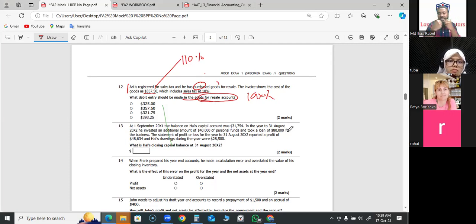$357.5 is including tax. I need to get rid of the 10% tax. What is the 100% of it? Fatima says 325. Stella is drawing on the screen. Stella, don't draw on the screen, please. Rahat says 325. I do agree with that. What do you do? This divided by 110 times by 100, you're going to get your answer. 325 is the answer. Thank you, Fatima. Thank you, Rahat.